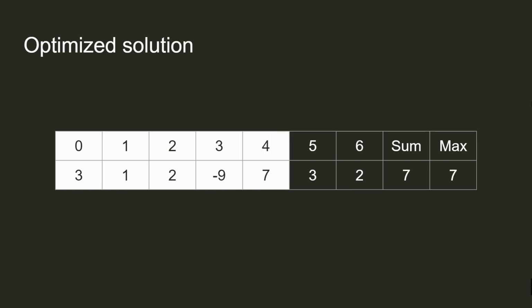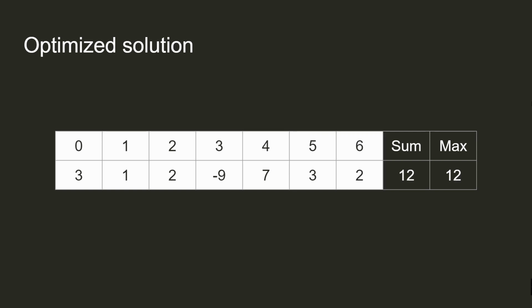For element 4, if we add 7 to -3, we will get a current sum of 4, but isn't it better to take just 7 and start a new sequence? So the ongoing and max sum will be 7. For element 5, it's trivial, we just add 3 and we will get 10 for both variables. For the last element, we will also just add 2 and we will get our result, 12.